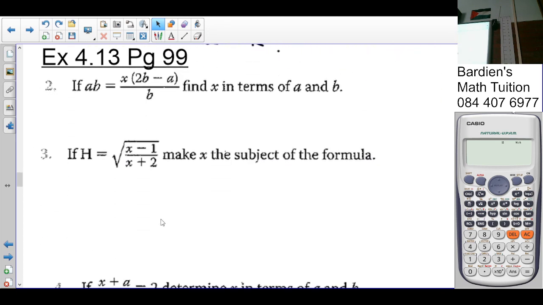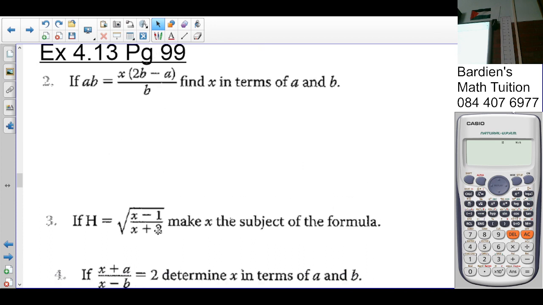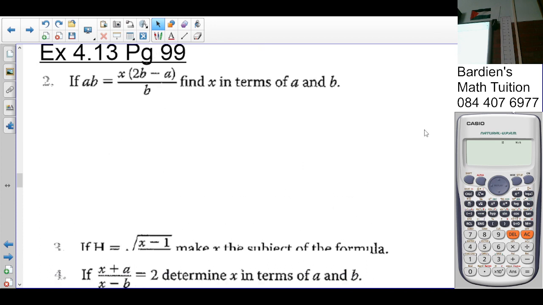Number 2 is your little equations now. The question says if ab is equal to x into 2b minus a over b, find x in terms of a and b.